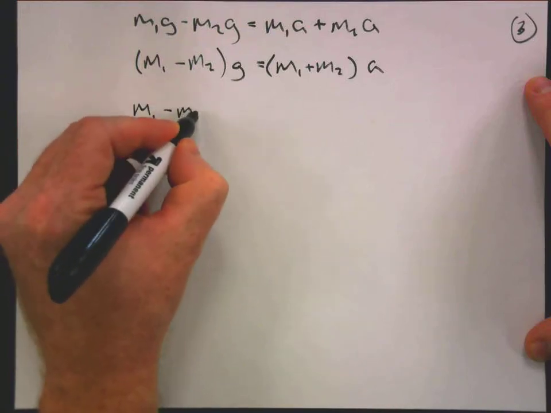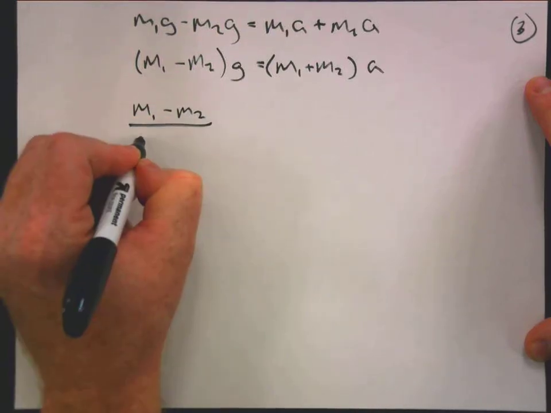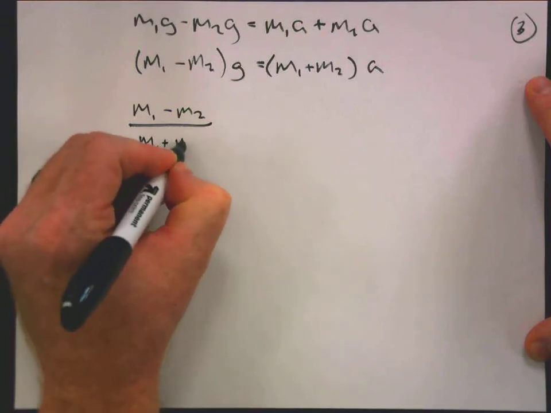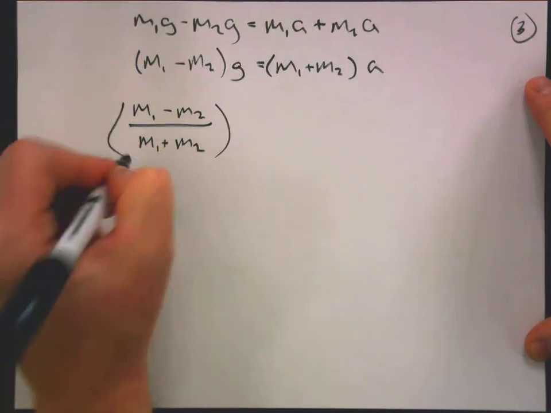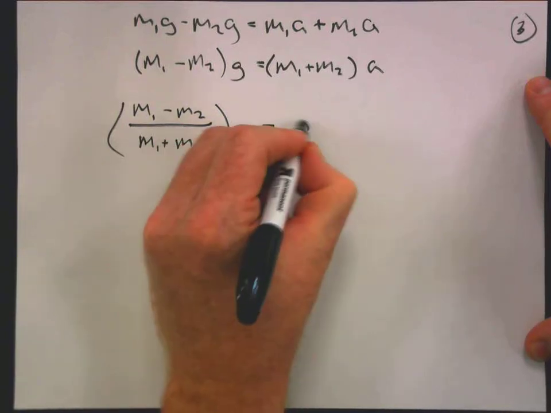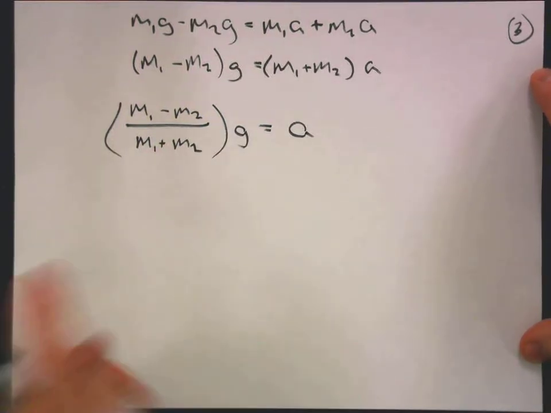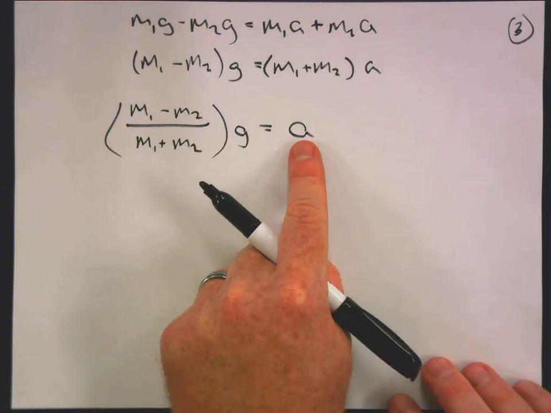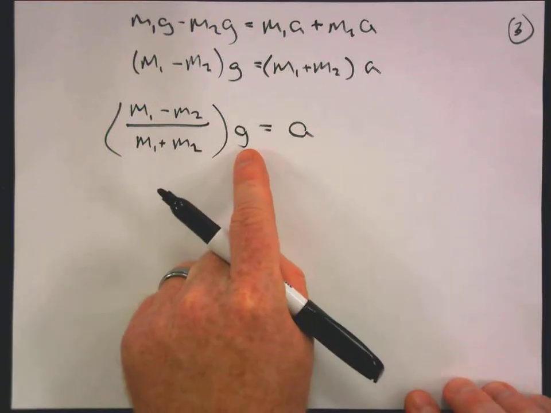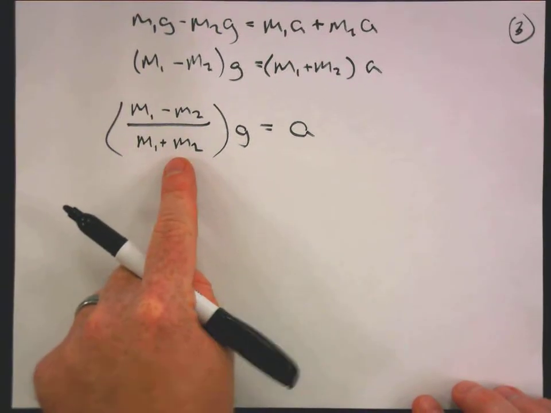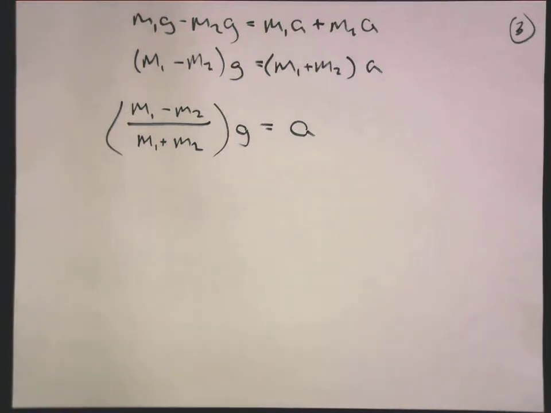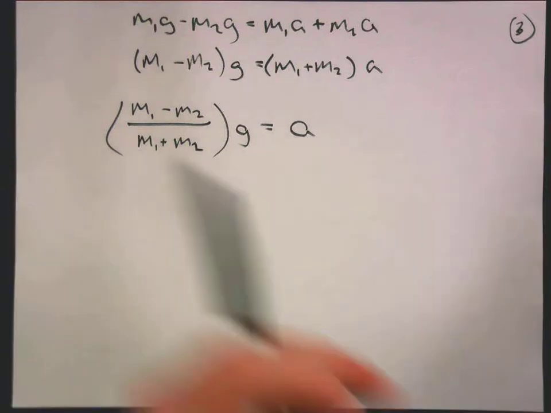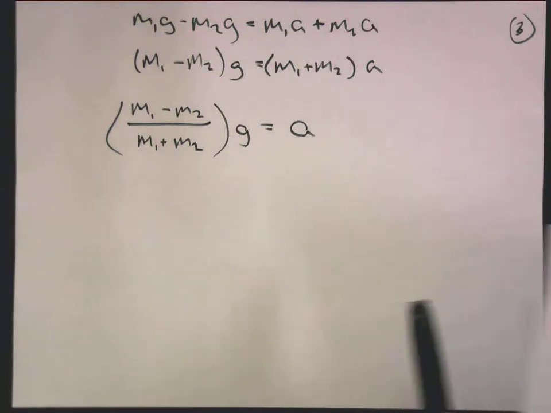M1 minus M2 divided by, and this is how it's usually written, M1 plus M2, times G, is equal to my acceleration. The acceleration of that system is proportional to G by this factor, so we have to give some very special thought to what we see here. Is this an equation worth memorizing? No, not necessarily. Understanding how to get there. We used a lot of very important skills to get there.